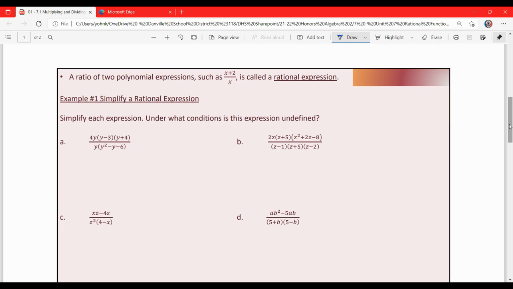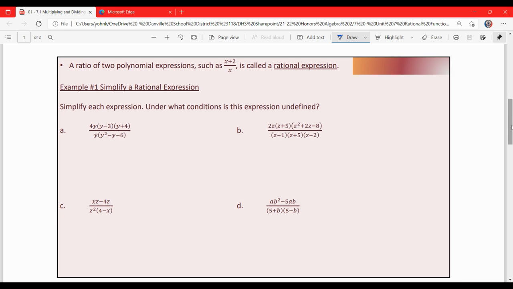So a ratio of two polynomial expressions such as x plus 2 over x is called a rational expression. Anytime you have a quantity in a fraction with another quantity, that's called a rational expression. Rational just means fraction. So if I want to simplify each expression, and then also say under what conditions this expression is undefined, remember that expressions are undefined when the denominator equals 0. All right, so let's look at letter A.